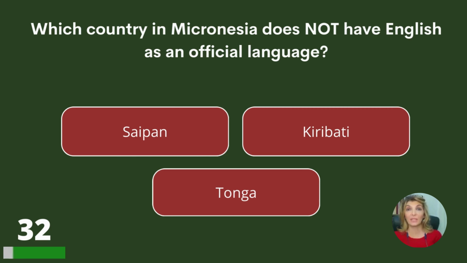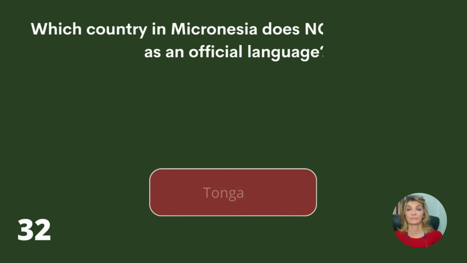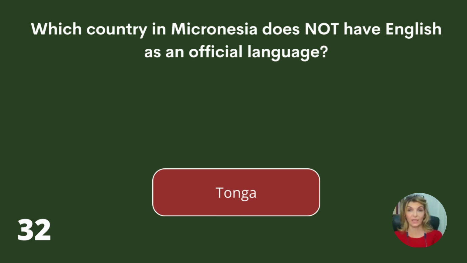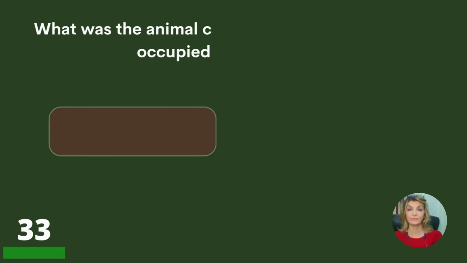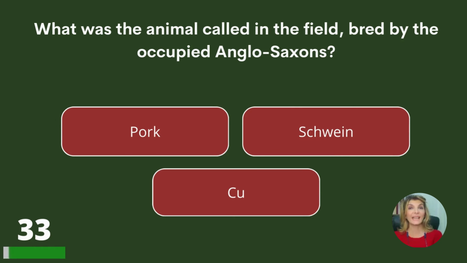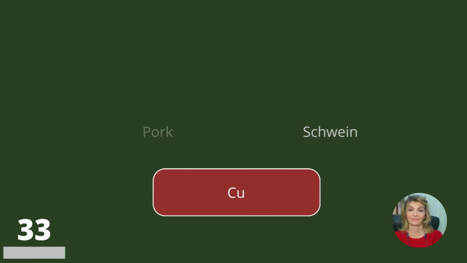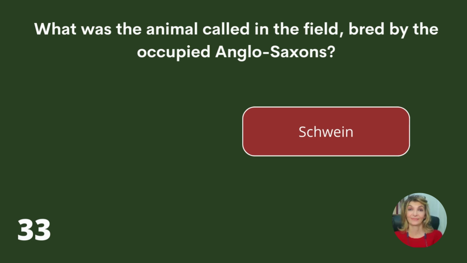Which country in Micronesia does not have English as an official language? Saipan, Kiribati, or Tonga? Tonga. What was the animal called in the field bred by the occupied Anglo-Saxons? Pork, Schwein, or Kuh? Schwein.